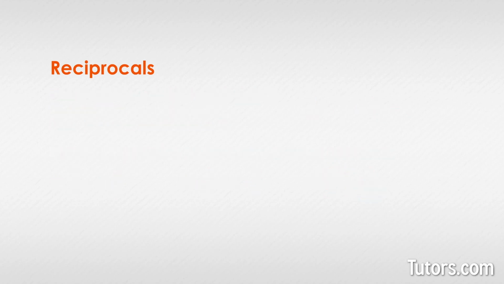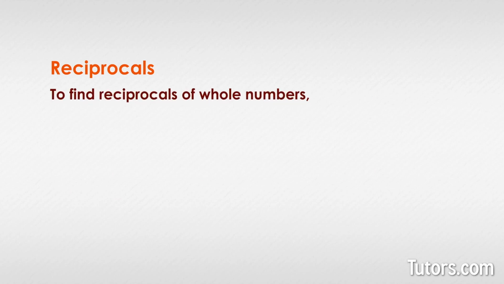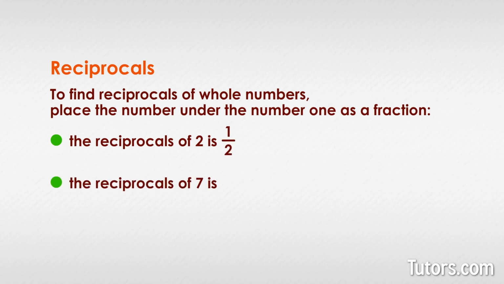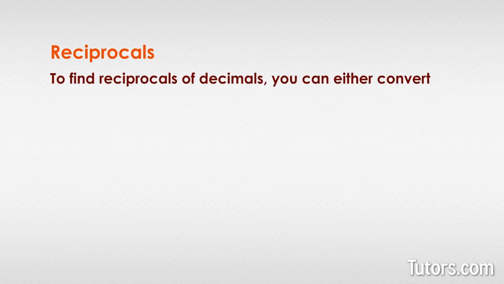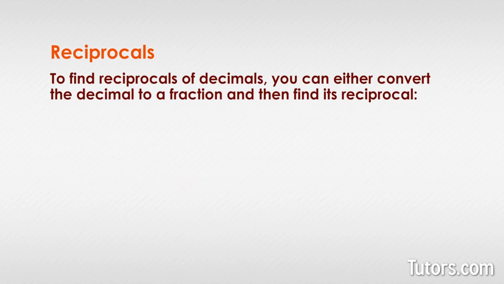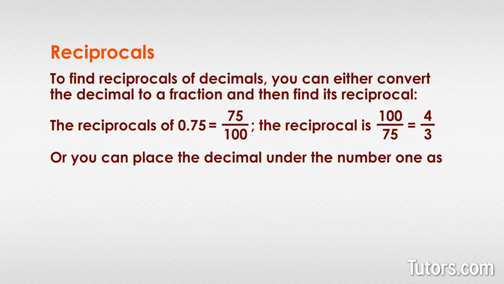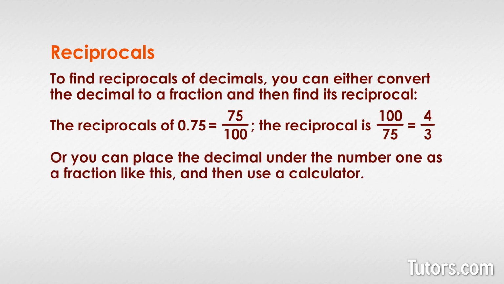You can also find reciprocals of whole numbers and decimals. To find reciprocals of whole numbers, place the number under the number 1 as a fraction. The reciprocal of 2 is 1/2. The reciprocal of 7 is 1/7. To find reciprocals of decimals, you can either convert the decimal to a fraction and then find its reciprocal like this, or you can place the decimal under the number 1 as a fraction like this and then use a calculator.